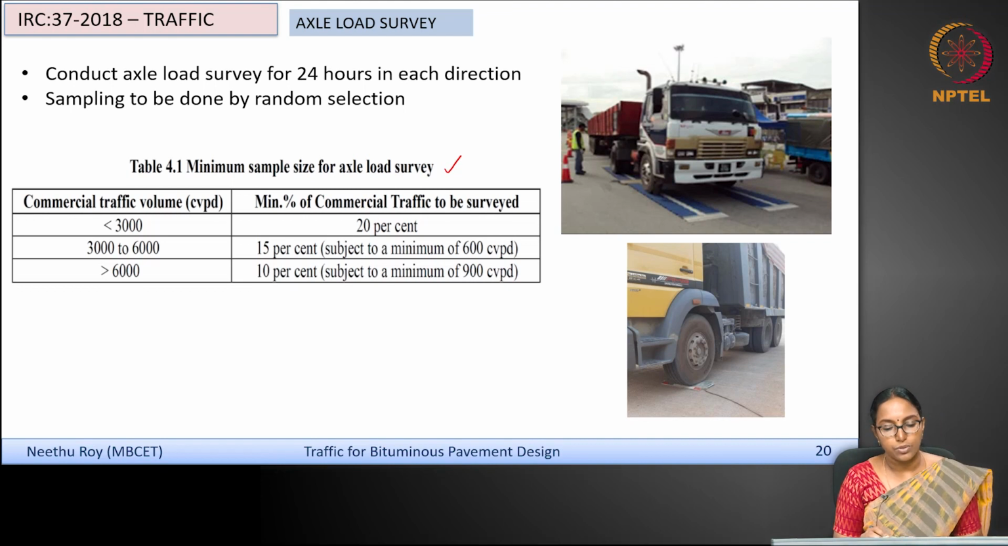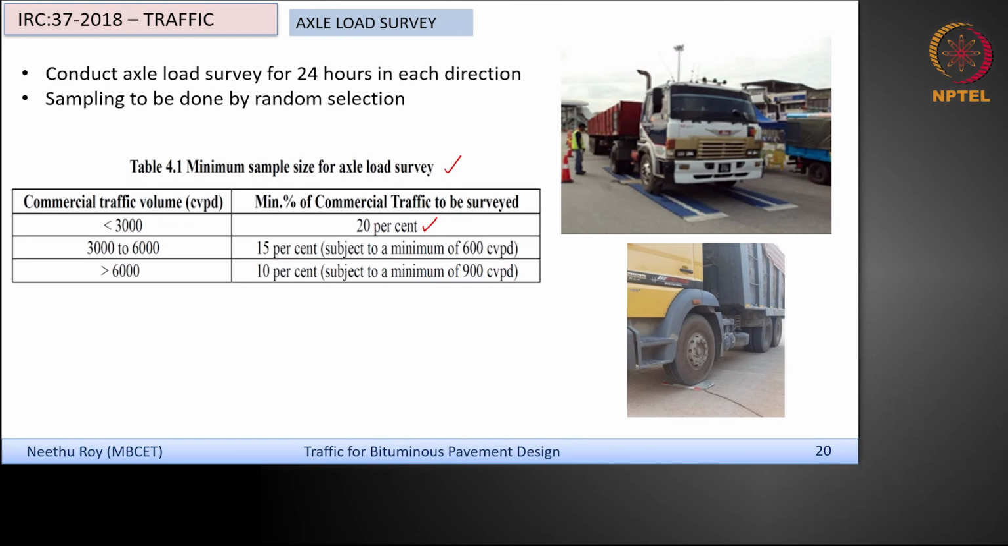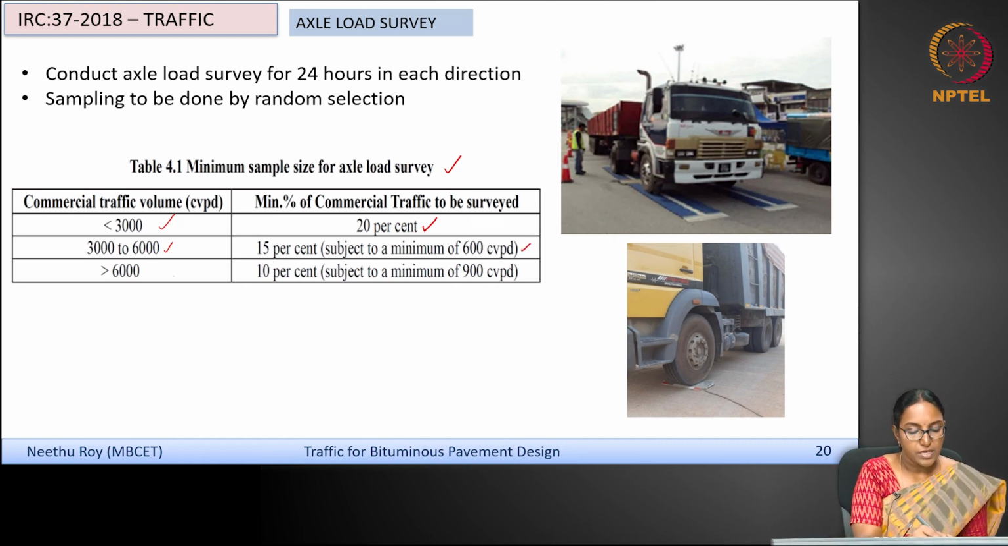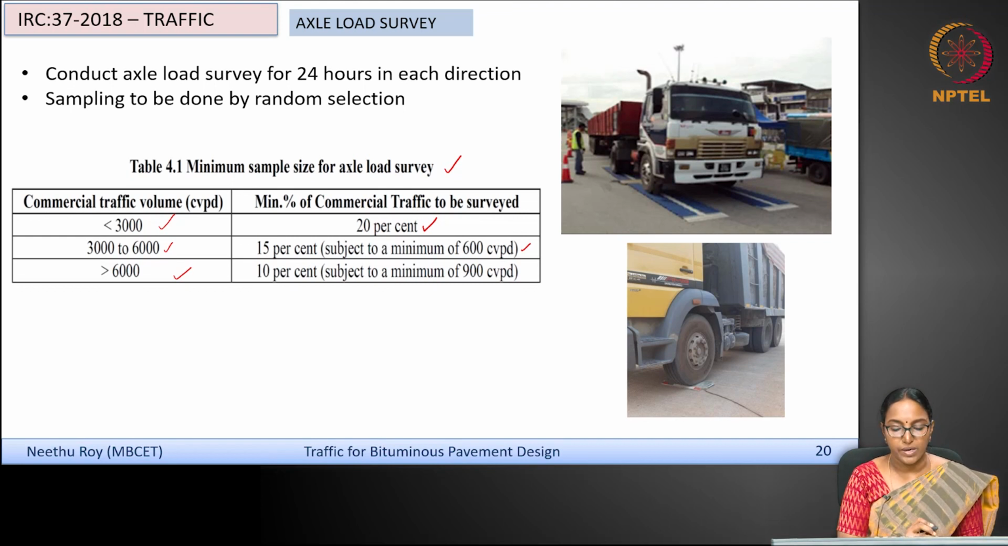chosen in order to conduct this axle load survey is at least 20% of the commercial traffic. Not 20% of the total traffic, it's 20% of the commercial traffic that is to be surveyed, if the number of commercial vehicles per day is less than 3,000. If the traffic is between 3000 and 6000, at least 15% of the commercial vehicle traffic is to be surveyed, subject to a minimum of 600 CVPD. And if the truck traffic is more than 6000 CVPD, at least 10% of the vehicles are to be surveyed.